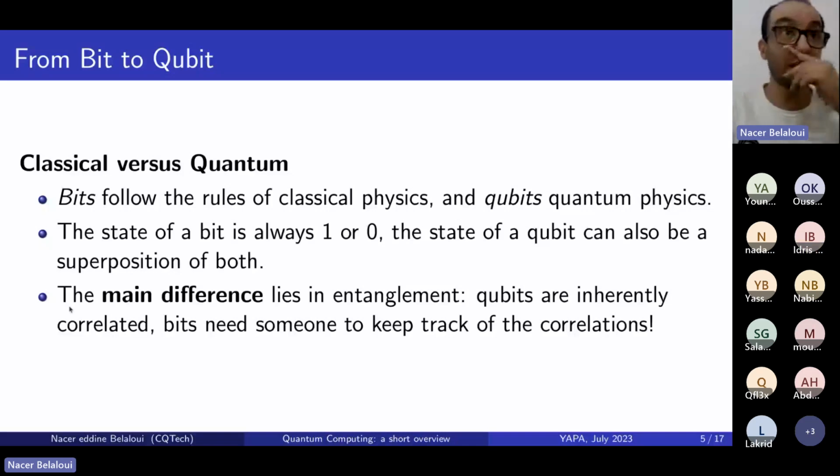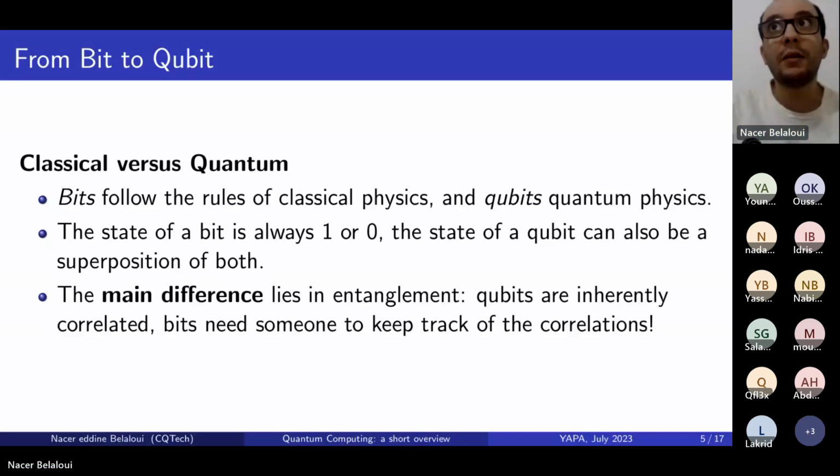So let me just go back. So bits follow the rules of classical physics. Qubits follow the rules of quantum physics. This is the fundamental difference. Bits are either 0 or 1. Qubits can be 0 or 1, but they can also be in a superposition of both. But the main difference that really makes the whole quantum computing thing lies in entanglement. Qubits can inherently be correlated, so they do not need someone to keep track of all the correlations like for classical bits. And this is where all the quantum advantage will come from.